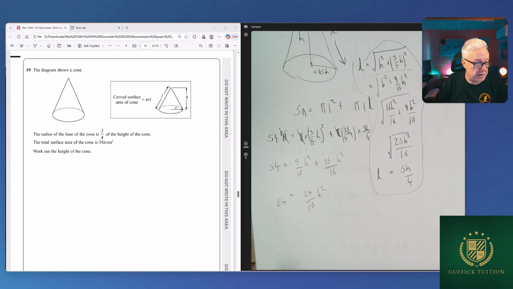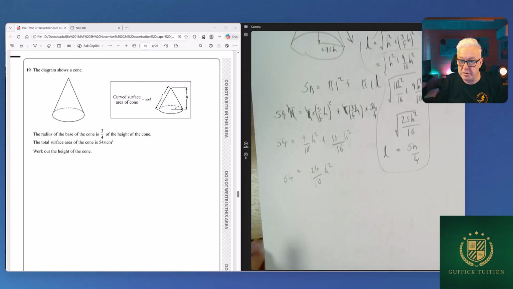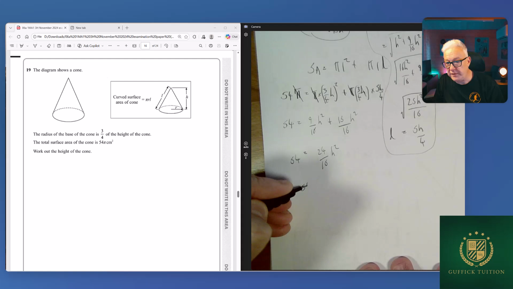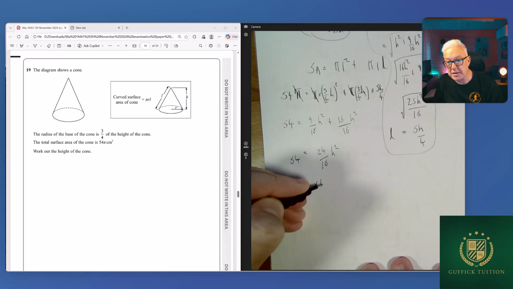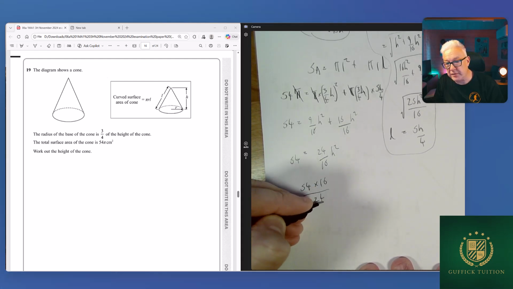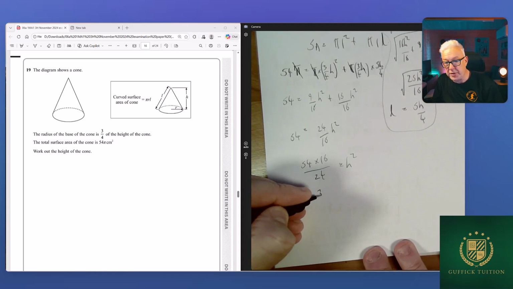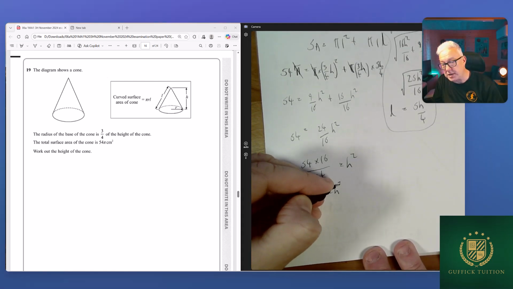All right, looks good. So now what we need to do is times by 16 and divide by 24. So 54 times 16 divided by 24 is equal to h². So 54 times 16 is equal to 864. Divide that by 24, and that gives us 36. So therefore, 36 is equal to the height squared.